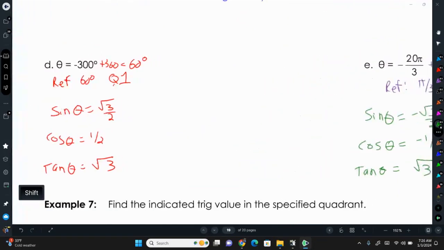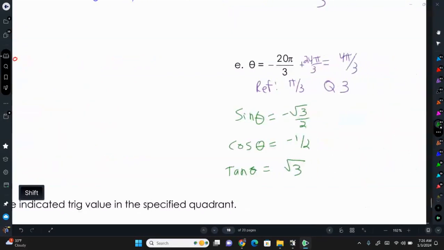All right, so if we look at these answers, letter D, once I added 360, I found that I got 60 degrees, which is easy because that's in quadrant 1, so my reference angle was 60 degrees, and that allowed me to get those sine, cosine, and tangent values.